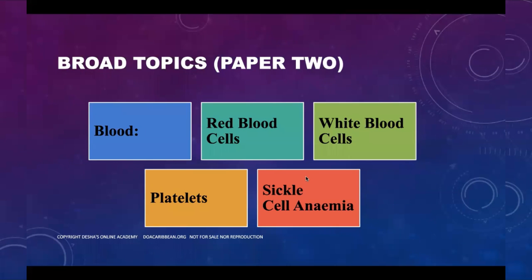We have platelets, which are fragments of cells. And even though they are fragments of cells and they are not living, they perform an important function in the blood. After an injury, the process of clotting takes place, which is facilitated by platelets. You must go to the examination knowing the steps involved in clot formation.